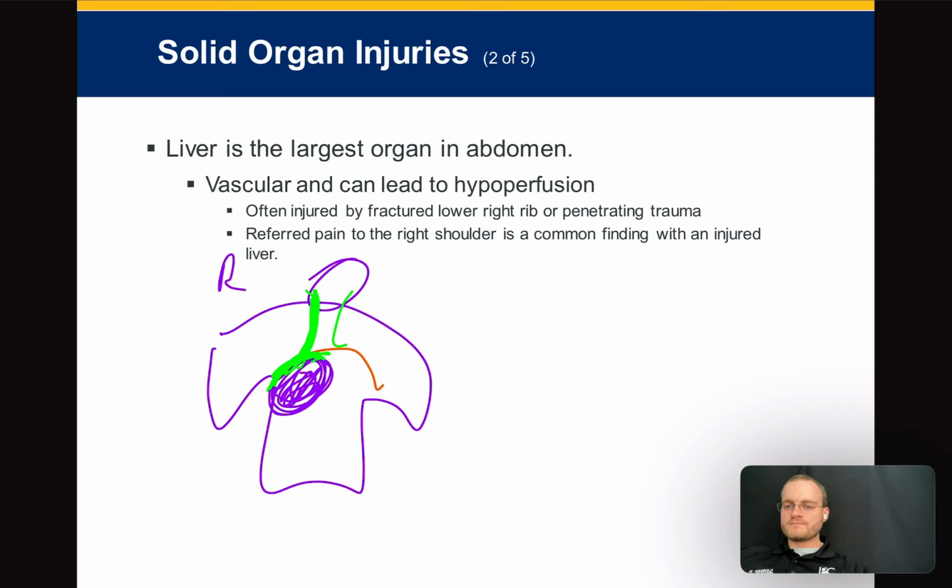Okay. So you see that with gallbladder issues, and you certainly see that with liver issues when the liver is bleeding, and that is an example of referred pain. You're feeling pain in your right shoulder even though the injury is in the right upper quadrant. Okay? As an example of referred pain.